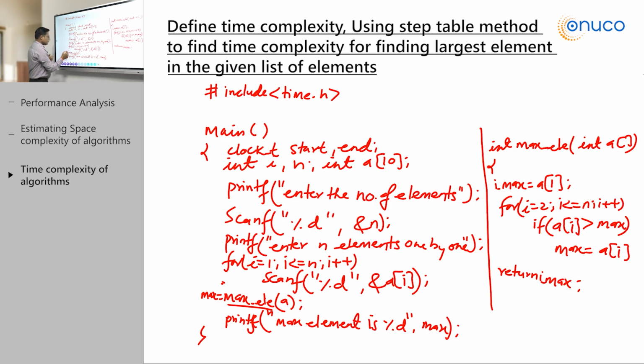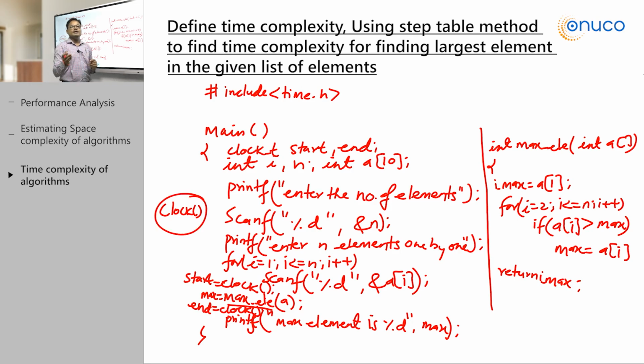So the same thing you are going to perform here in any program. So how we are going to perform it: before calling the max function, because we are calculating the time complexity for max element, not for the other main functions and all. So in that case we are going to write here start is equal to clock. Clock is a function, it will calculate the start time and store it in start. Once it is done with that, we write here end is equal to clock. Clock, C-L-O-C-K, is a function.